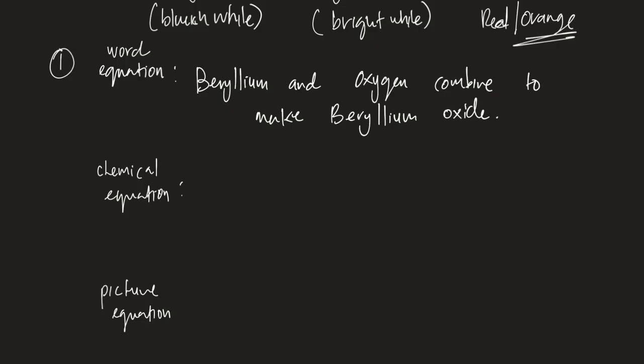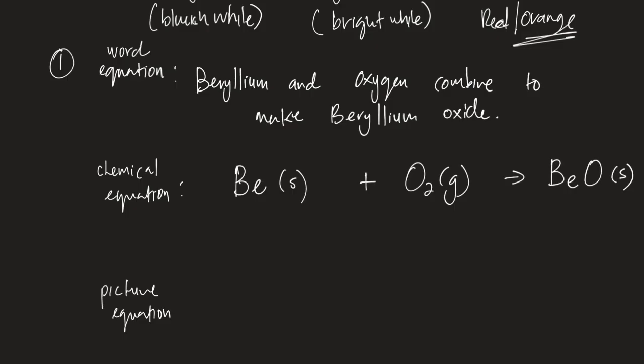Your chemical equation is Be, still a solid, plus O2, which is a gas. And that's going to give you beryllium oxide, BeO, which is a solid. So that is what your equation looks like. Now that equation always has to be balanced. So we've got Be here. We've got O, so we've got 1 and 2. And here we've got beryllium as well, which is 1, and oxygen sitting at 2.